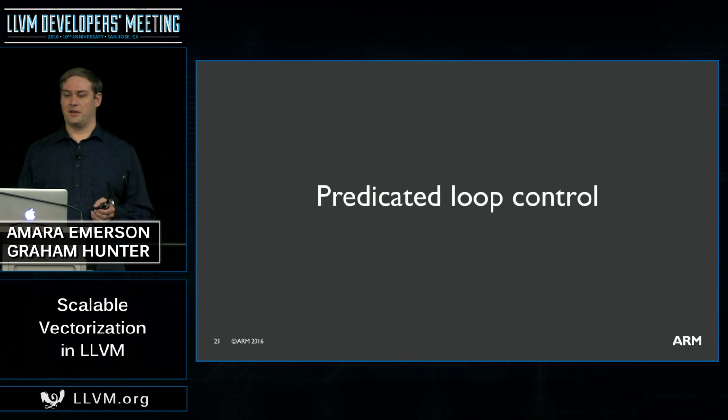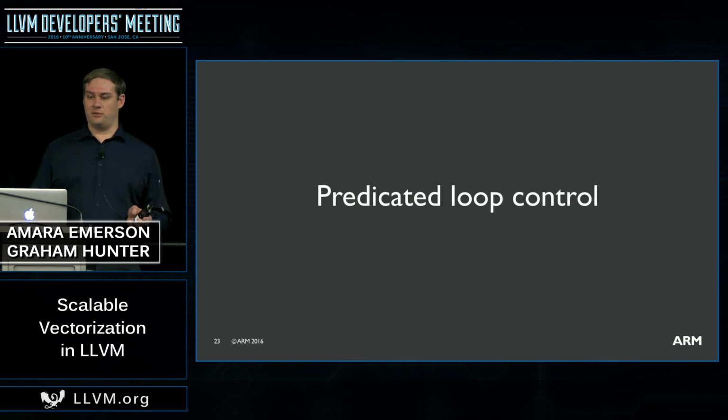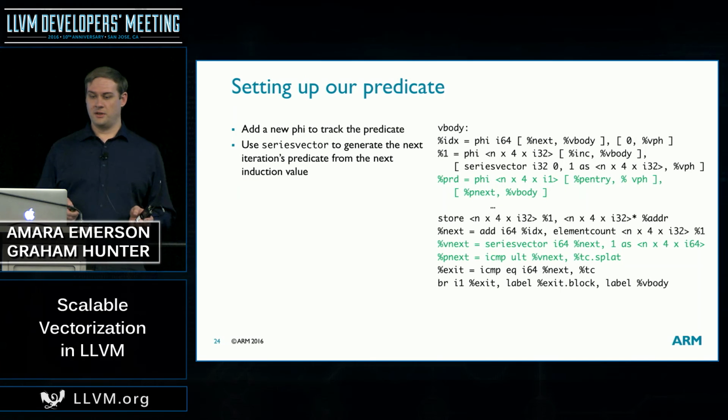Unfortunately, SVE features predication, as we've mentioned. Process less than a full vector's worth of data and mask out unused lanes. And we can use those predicates to control loop flow. So we add a new phi for your vector body, and it matches the induction phi, basically, to calculate the next value for it. You use a series vector from the next induction variable value, and you compare that against the splat of the trip count.